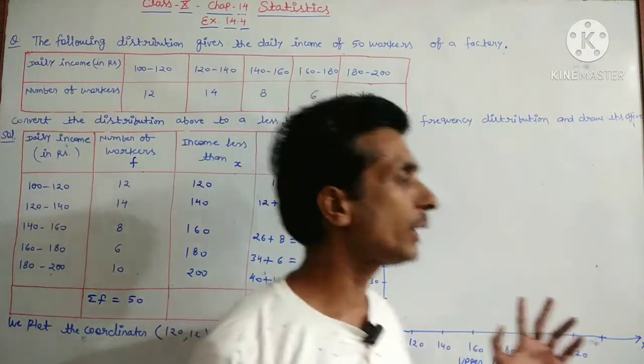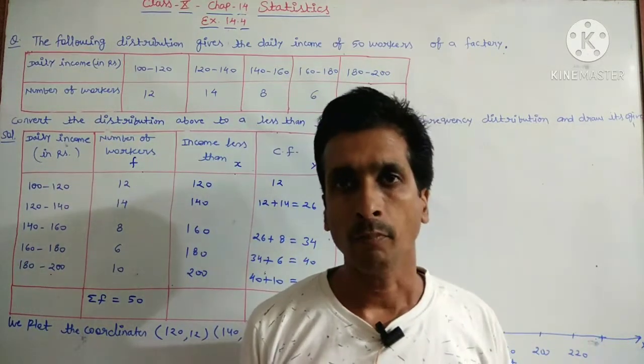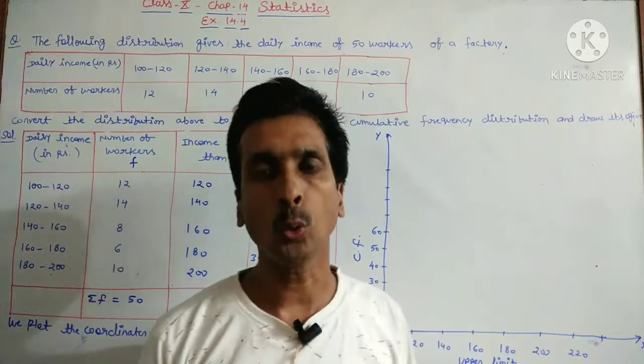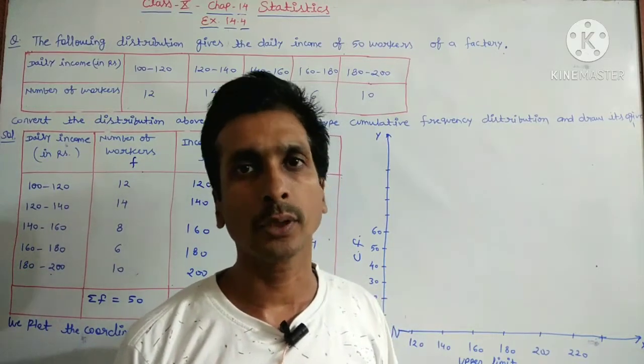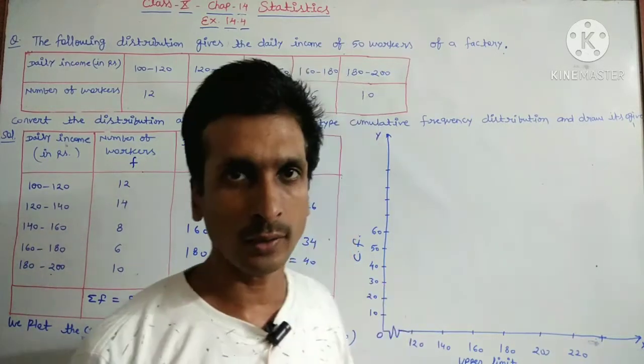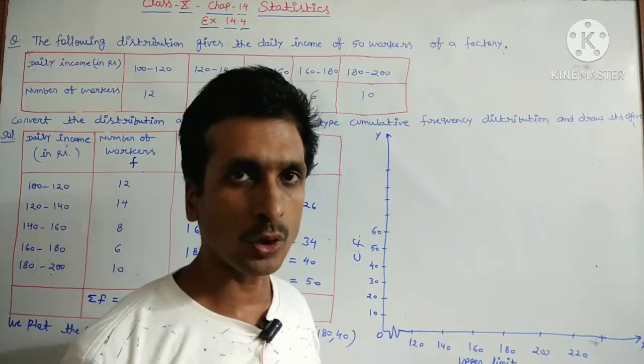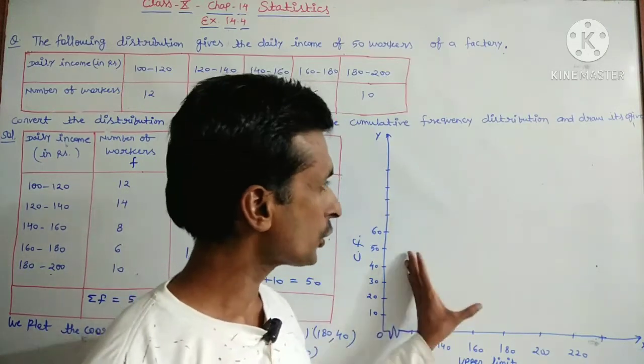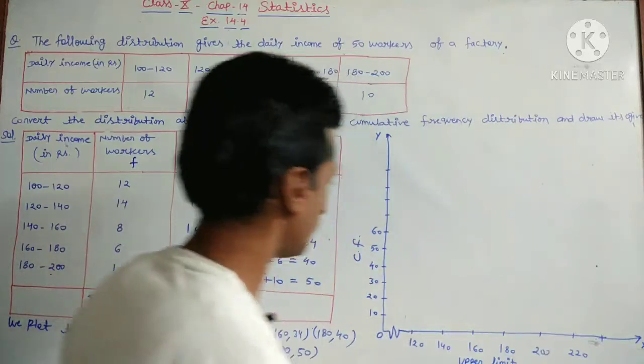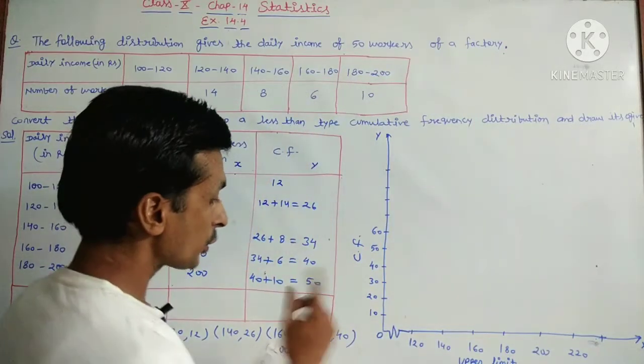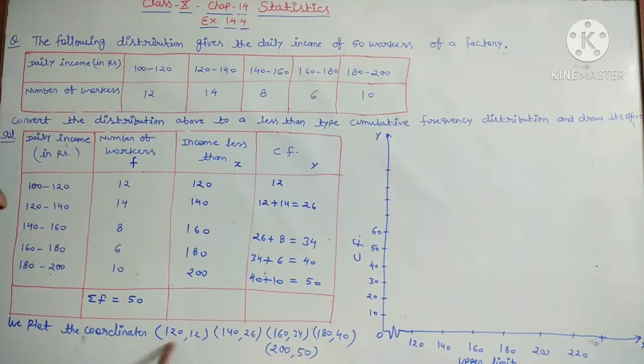Okay, we plot the points on the graph paper, but dear students, you have to plot all the points on the original graph paper. I am explaining on the board, so that's why I am just drawing the picture. Okay, see here. Here is the first point. The first point is written 120 comma 12.